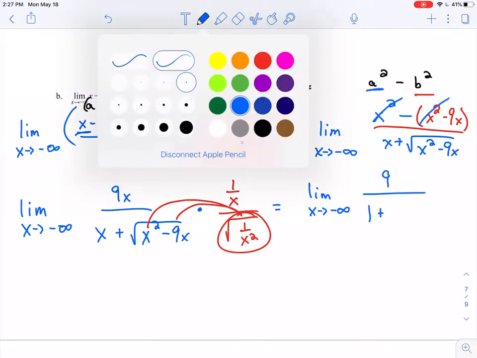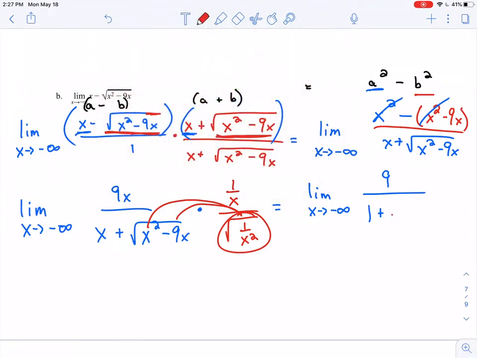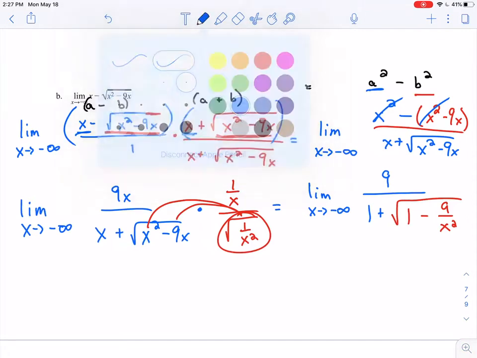So here I'll have the square root of x squared times 1 over x squared. I'll just have 1 minus 9x over x squared. I should have 9 over x squared. And from this point on, everything is either a constant or it will approach 0, which is exactly what I want. So we should be able to evaluate this limit here.